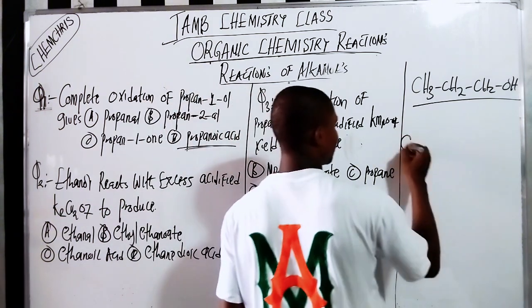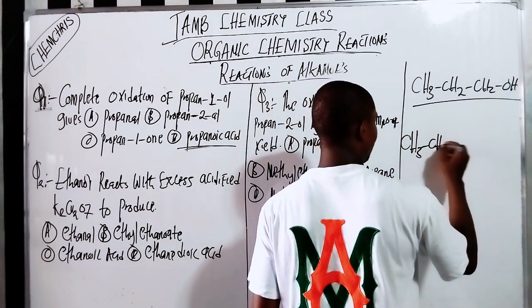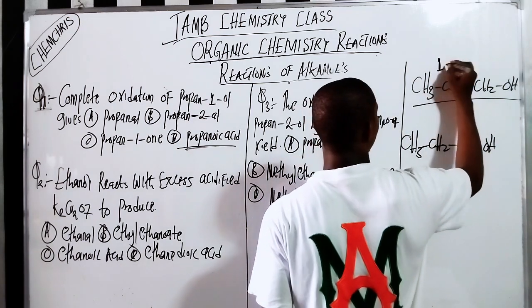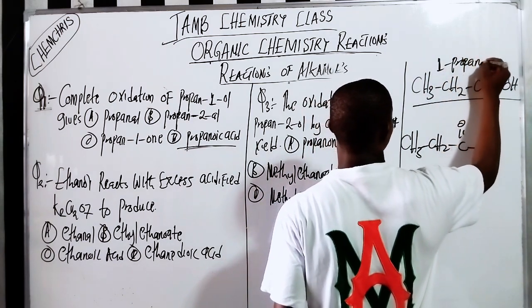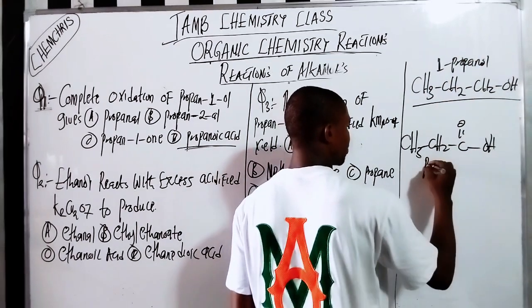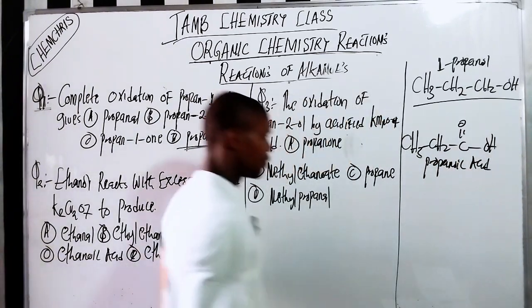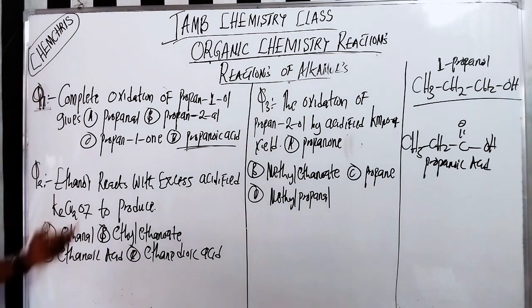We're going to have CH3, CH2, C, and so on. So we call the alcohol propanol, and the product we call propanoic acid. Easy, right? So let me look at this other one.